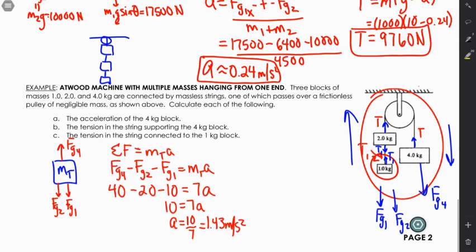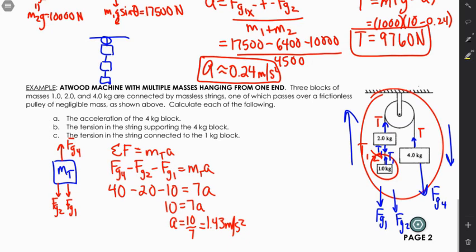Right? Giant red flag was what? Divided by total mass. Remember that 1 kilogram block's in the system, right? It's there. It's not outside the system, it's inside the system, so we have to account for that.